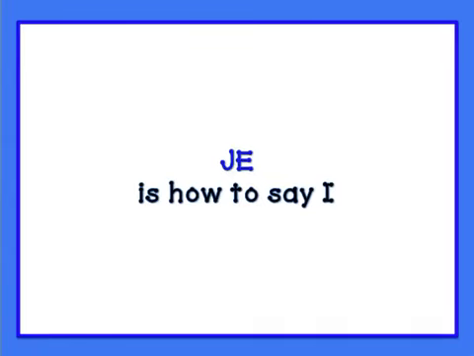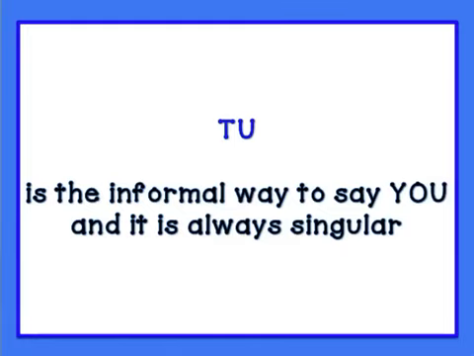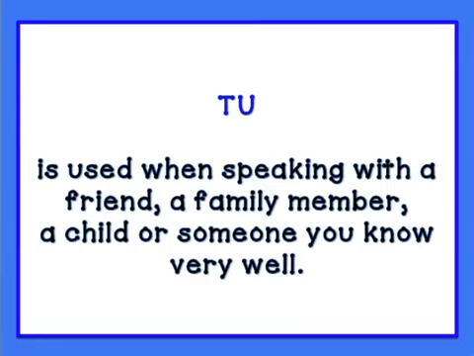Repeat after me. Je. Très bien. Now, tu is the informal way to say you, and it's always singular. So repeat after me. Tu. In French, there are two ways to say you, and I'll show you the other way in just a minute. Since tu is informal, that means you would use it with friends and family or children. Use tu with people you know very well, but never with groups of people, even if you do know them very well.